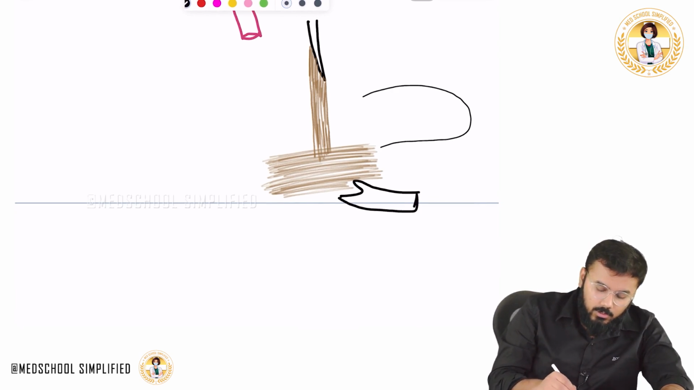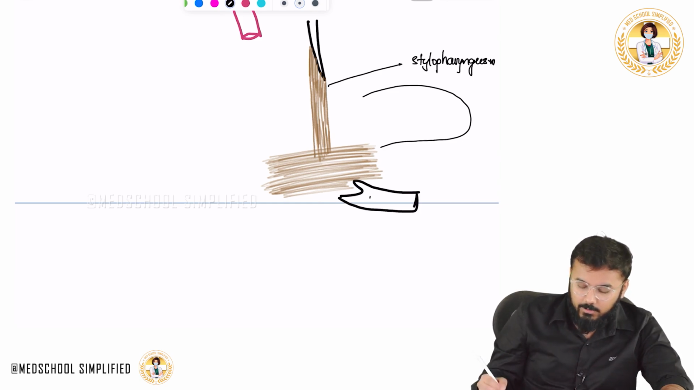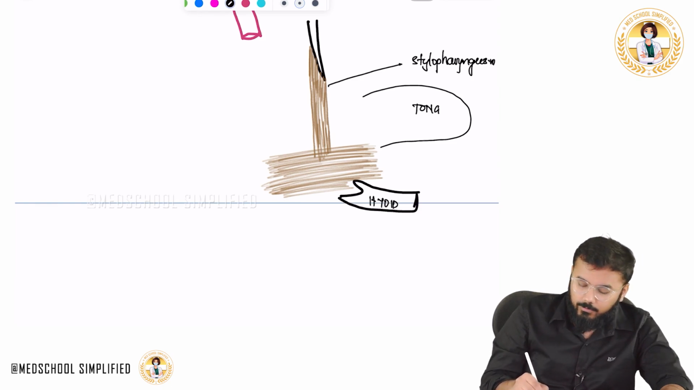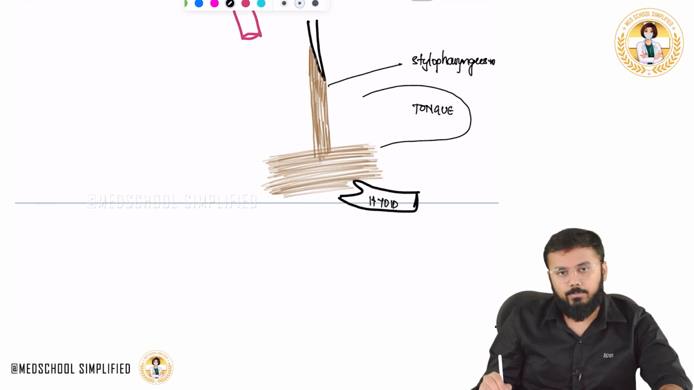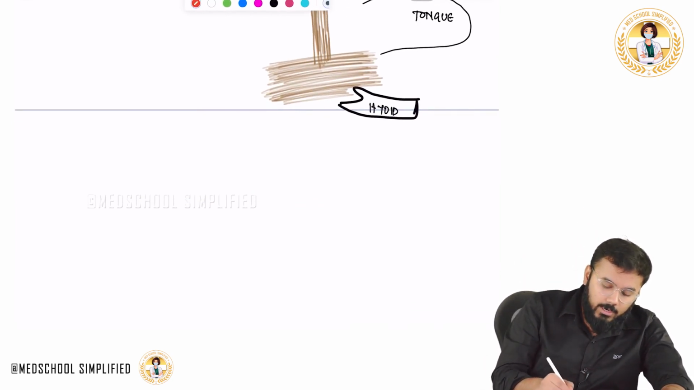Now let us discuss the things. Let me write it down. First of all, this is your stylopharyngeus muscle. Okay. And this is your hyoid and this is your tongue. Now, next important thing you need to know is the common carotid artery.